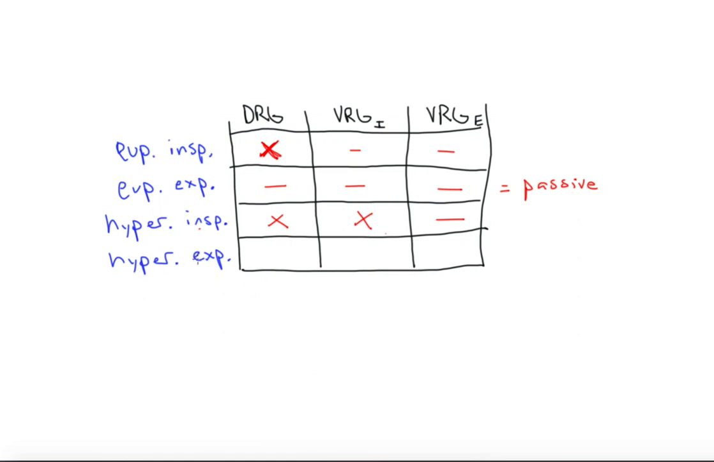Okay, and then hyperpnic expiration. Of course, the DRG is off. The inspiratory VRG neurons, they certainly wouldn't play a role. And so we're going to be using only the expiratory neurons of the VRG. And again, this is where we have to add muscles. Remember, it's passive at rest. Now we have to add muscles to sort of squash that thoracic volume. So the internal intercostals and the abdominals help sort of shove that diaphragm upward, reduce the volume of the thoracic cavity, and drive that air out.